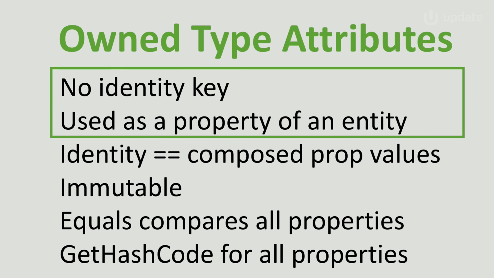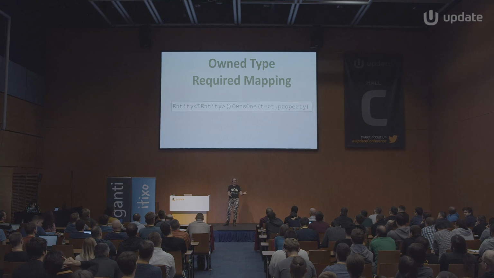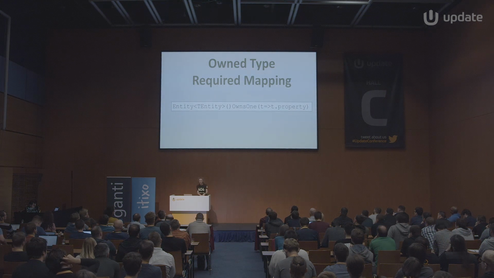Now, Entity Framework will never understand an owned type by convention. You always have to map it. And this is the mapping. It's the OwnsOne method. So the entity that you're using, in my case Team, and then the property that you're using.